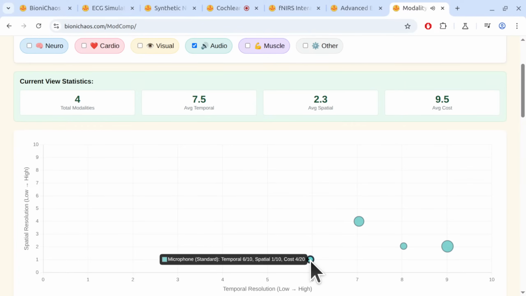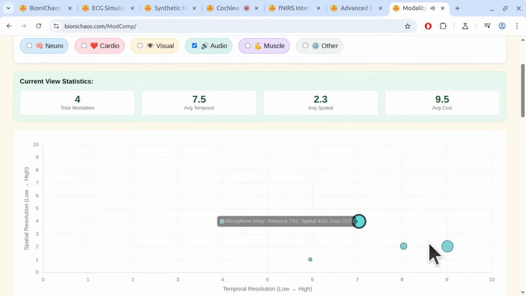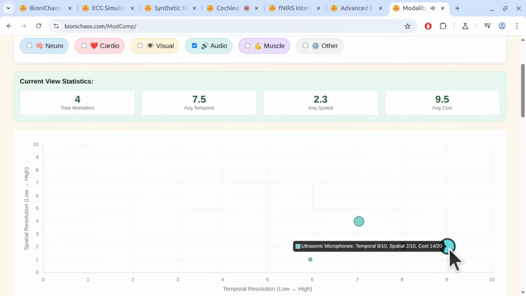But then you have ultrasonic microphones. 9 temporal, 2 spatial, 14 cost. What on earth are we listening to with those? Things we can't even hear. Exactly. Frequencies way up there, 40 to 100 kilohertz. Bats, maybe? Yeah. Or detecting leaks in pipes, mechanical failures, high-frequency sounds that signal something interesting or maybe something breaking. The secret language of dying hard drives.